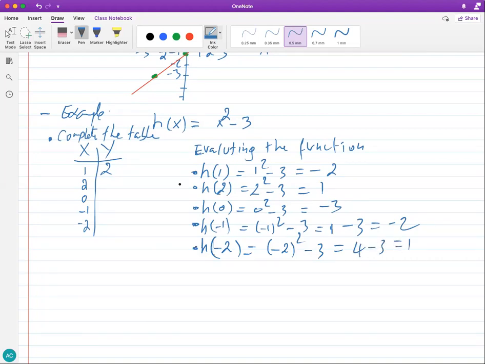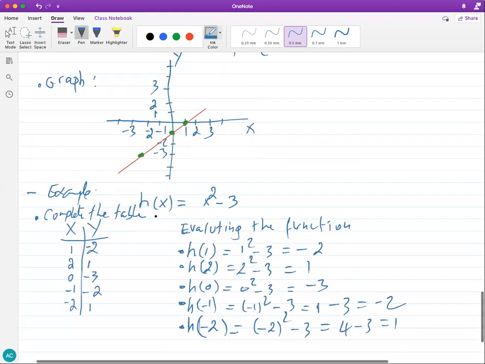And 1. Let's put all these values here. h of 1 is negative 2. h of 2 is 1. h of 0 is negative 3. h of negative 1 is negative 2. h of negative 2 is 1. Good, so we have our function, we have our table.